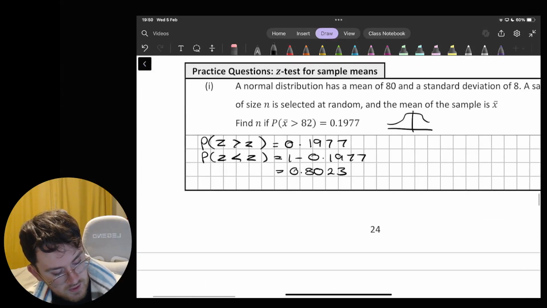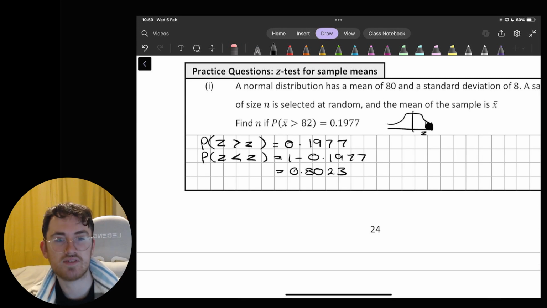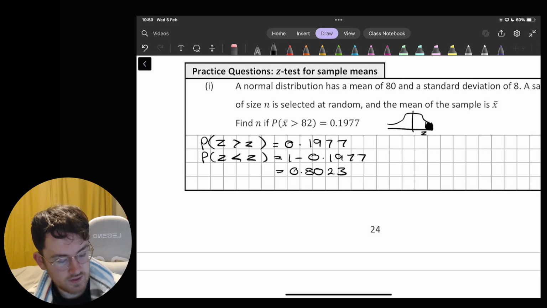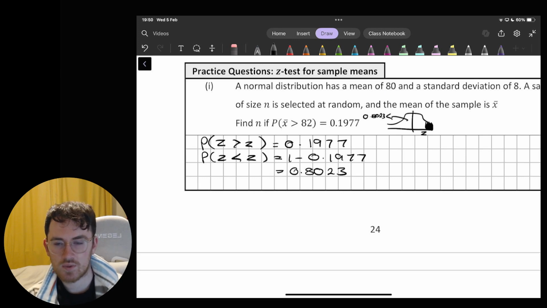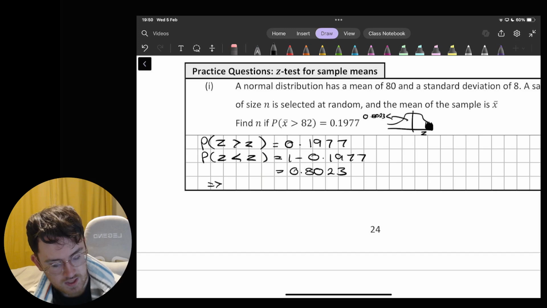there's some sort of value up here. The probability that I am to the right of this is 0.1977. So the probability that I'm here is 0.8023. Again, the reason that's useful is that's what I can read from the log tables. So that means my z-score value is 0.85.